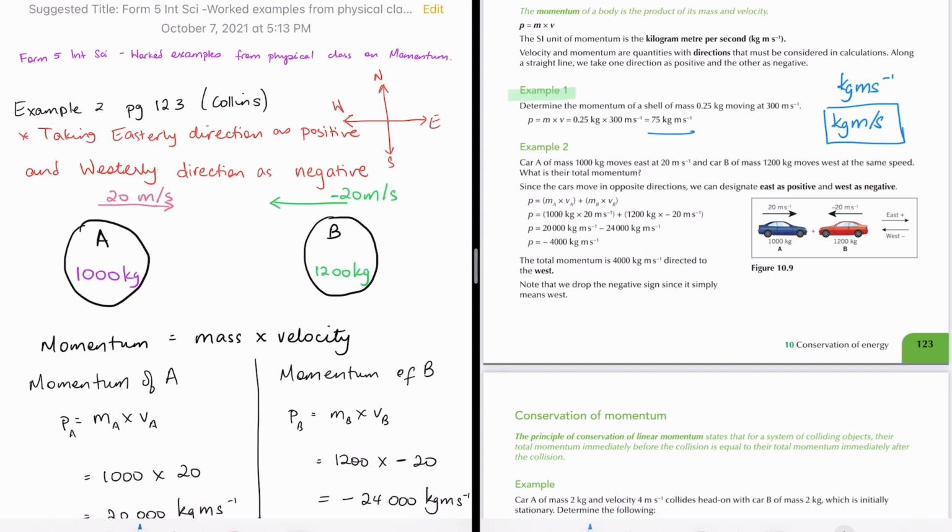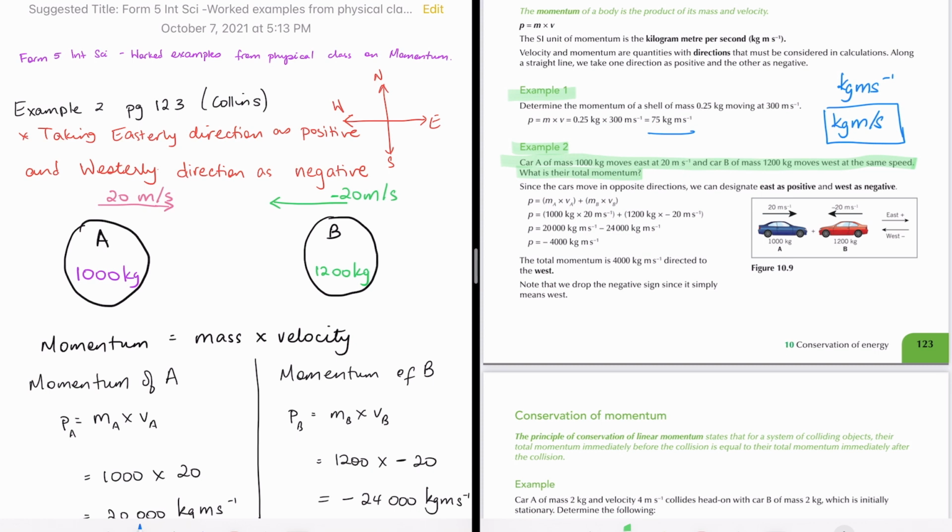Example 2 involves a little bit more work. What we will be doing now, I will go across on the side and I'm going to explain it slightly different to how the textbook did it. So the question is given in example 2. We have car A of mass 1,000 kilograms moves east at 20 meters per second, and car B of mass 1,200 kilograms moves west at the same speed. What is their total momentum?